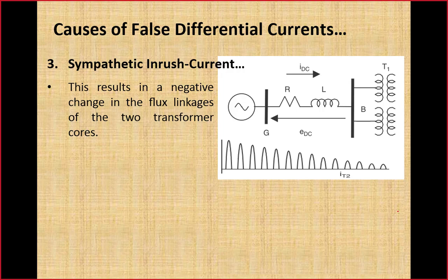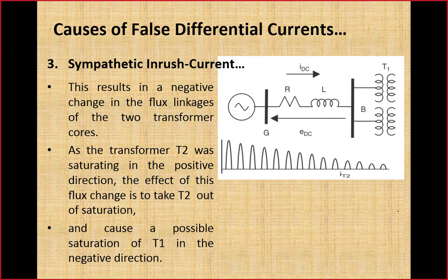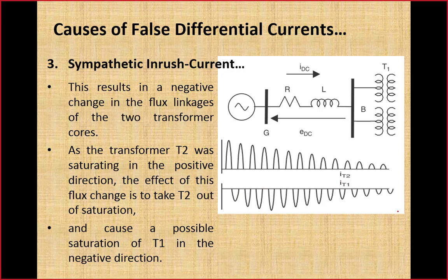was already energized and operating in steady state condition, that will be forced by this negative component voltage into the saturation region but in negative direction. So here T2 will come out of saturation and T1 will move into the saturation in negative direction. So it will start drawing current in negative cycles. This is what will happen. During positive cycle, current will be supplied to the transformer T2, and during negative cycle, inrush current will be supplied to transformer T1. T2 is coming out of saturation and T1 is moving into the saturation.